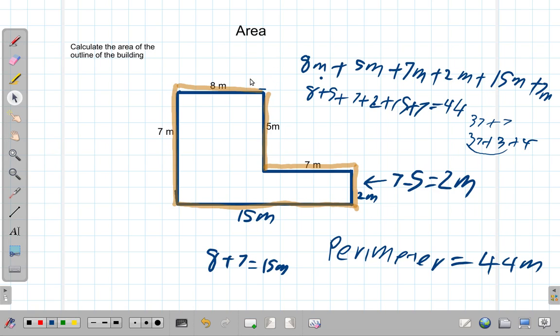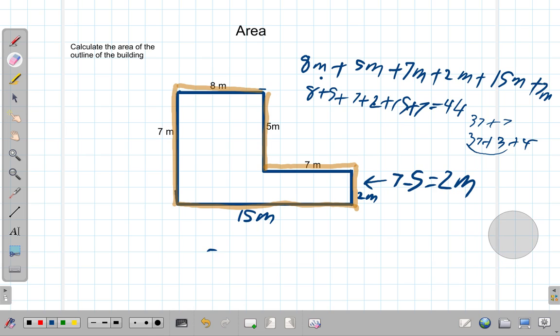Previously, we calculated the perimeter of this outline of the building. Now let us calculate the area of this outline. Remember, we had originally only 7, this 8, this 5, and this 7 meters, and we had to calculate 2 meters and the 15 meters. Remember, with a question like this, sometimes you are not given all the measurements. You have to be careful to watch out for any missing measurements that you need to calculate.